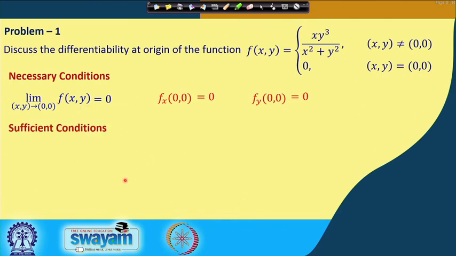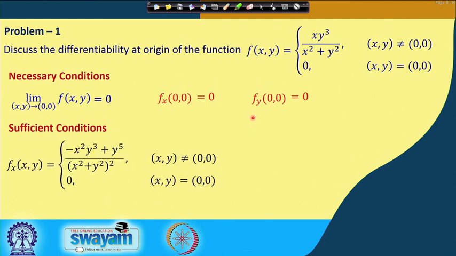Now, for the sufficient conditions, we need to check the continuity of these partial derivatives at (0,0). So, we need to get f x, the partial derivative with respect to x, at all the points, at least in the neighborhood of this (0,0) point. To get the partial derivative at (x,y) not equal to (0,0), we have to differentiate this function with respect to x, keeping y constant, because of these partial derivatives.